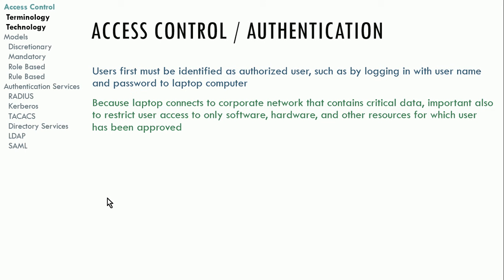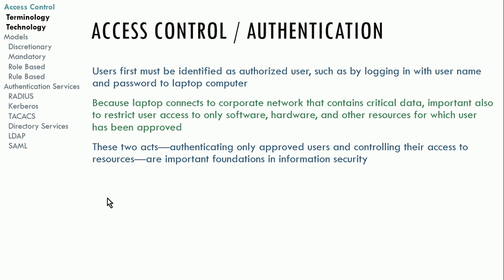So for example, if you had a laptop, a user might log in with a username and password to the laptop computer. They're authenticating to that laptop computer. And that laptop computer might connect to the network. So we might have authentication that authenticates the laptop to the network, or the user that's logged into the laptop to the network. And we'll talk about different ways to do that.